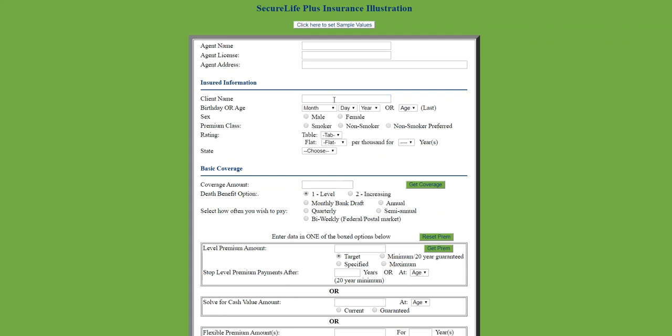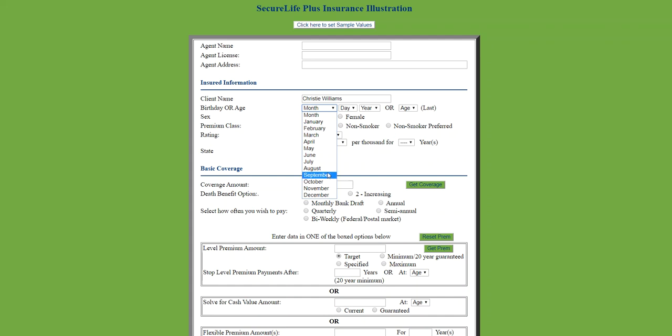Hello everyone. We're going to make a quote over here for one client. This is a Secure Life Plus product, a guaranteed universal life policy. We're going to do the illustration three different ways: just to illustrate one level of coverage with three or four different premium amounts.